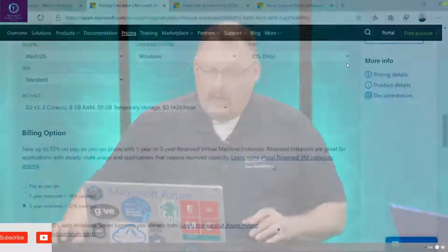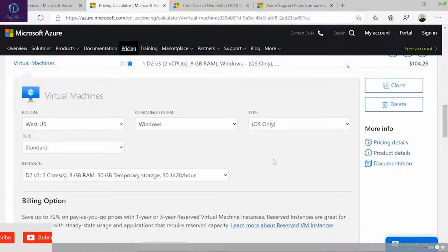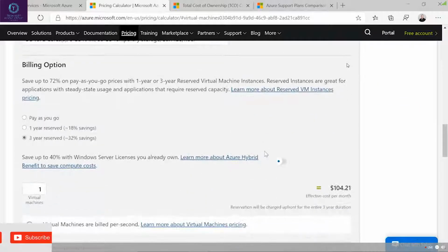Now I'm getting ready to show you something that might flip your brain. Remember, $150 a month is what we started at. We're down to 100, 104, by just prepaying. But what if you already had a Windows Server license? What if you already had a license that you bought for on-prem and you covered it with software assurance? You can leverage what is called the hybrid benefit. And really what that means, you take that license that you purchased on-prem and you bring it to bear inside of your Azure environment. That's called the hybrid benefit.